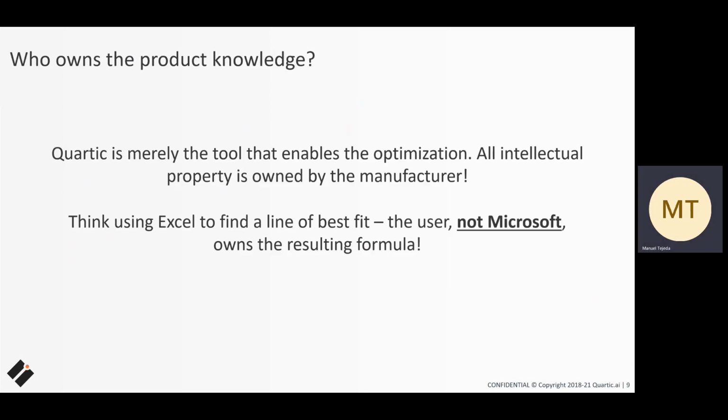So let's take a second here. A common question that we get here is, who owns the product knowledge? So Quartic is going to enable all this great quantification of your CPP CQA interactions, this optimization. I want to emphasize that Quartic is merely the tool that enables the optimization. So all intellectual property is owned by the manufacturer.